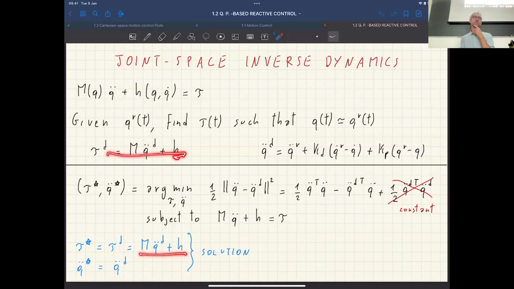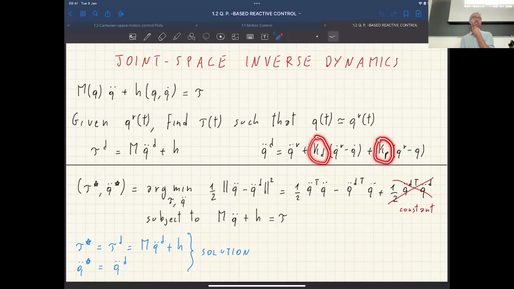No, the gains are embedded inside q double dot desired. They're here. Yeah, the gains are always inside the desired acceleration. So you always need them. If you don't have feedback gains, then basically your robot is not going to be able to react to perturbations, modeling errors, anything. So it's not going to work at all, the controller.